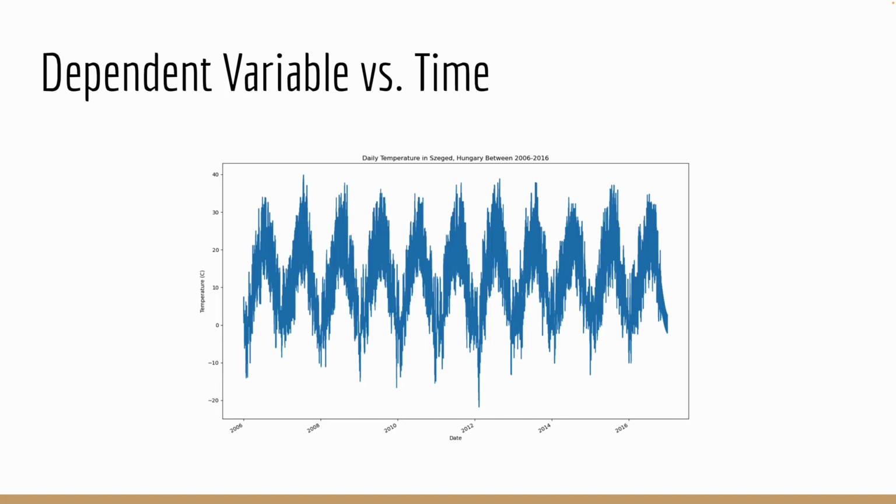The next thing we'll be looking at is the dependent variable, as I mentioned earlier, which is the temperature versus time. You can see here, as you would expect from a weather data set, that it is very seasonal. You can see how it goes up and down. The temperature ranges around -15 to 40 Celsius. There doesn't seem to be any significant outliers except for the 2012 winter, but that could also be explained as an exceptionally cold winter.